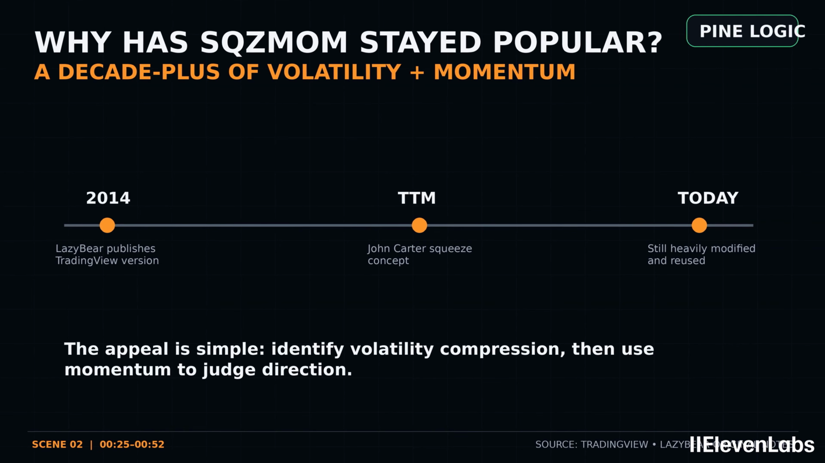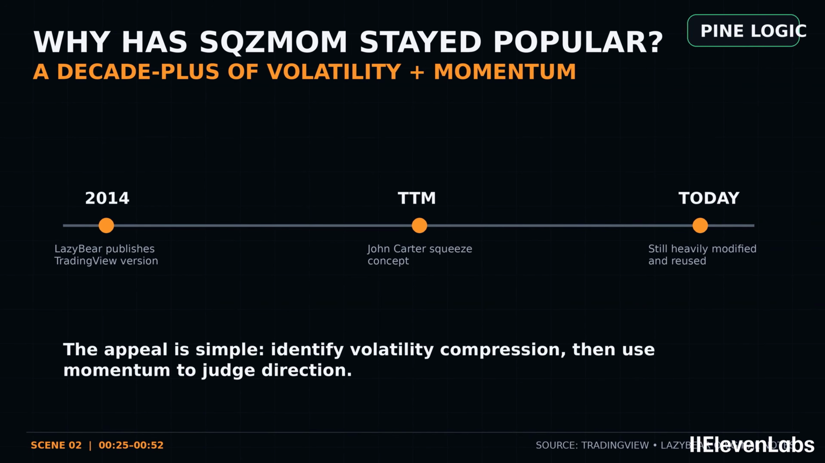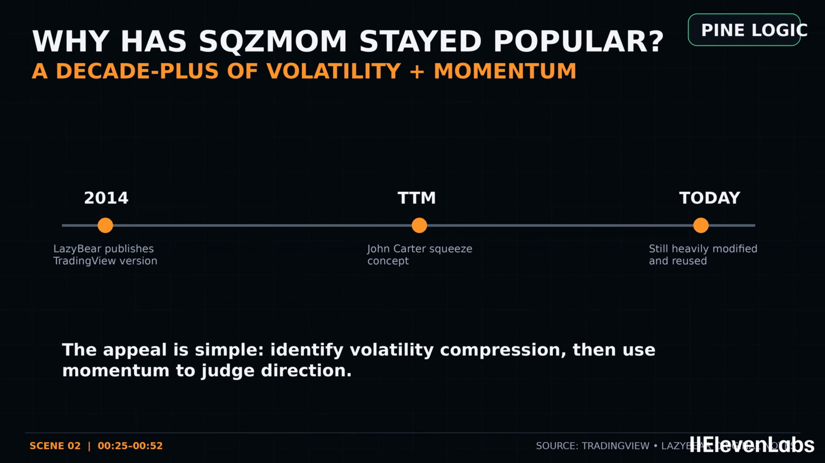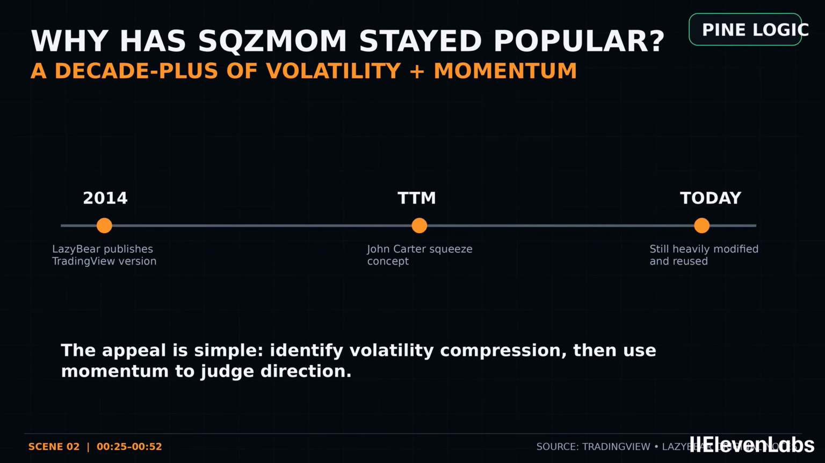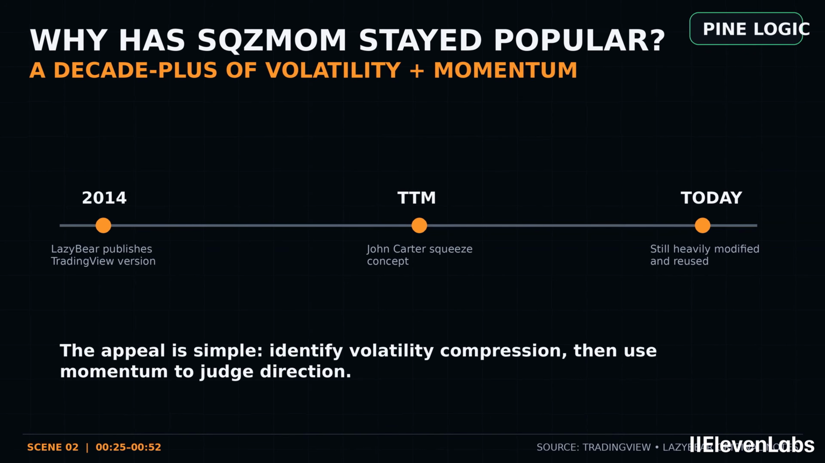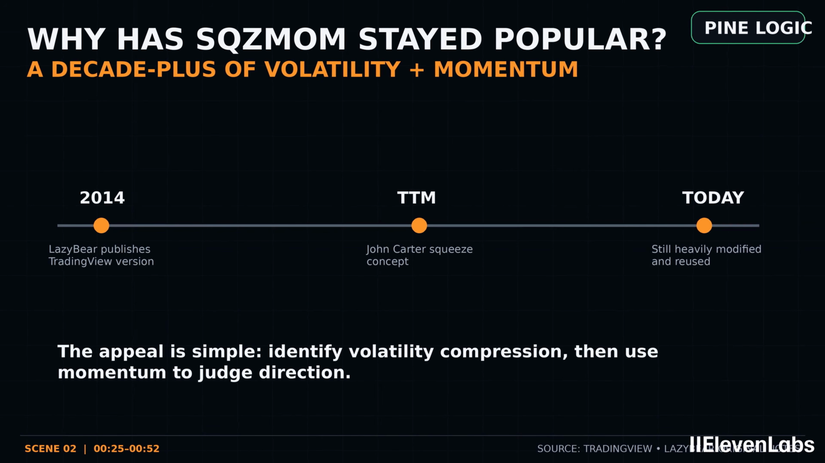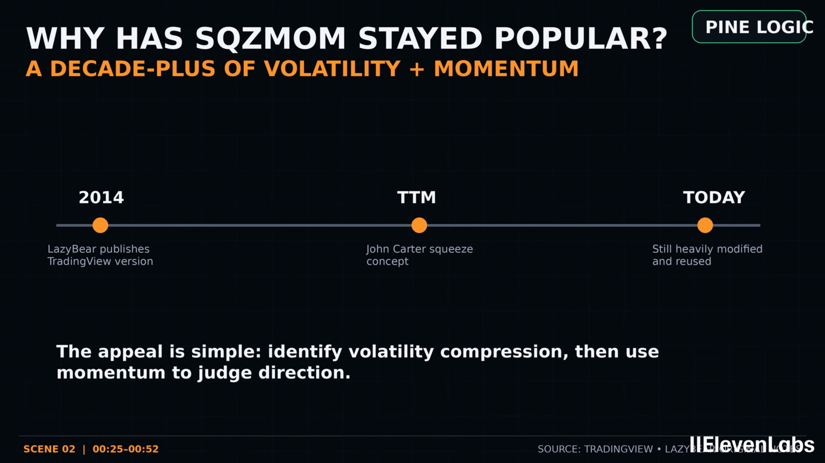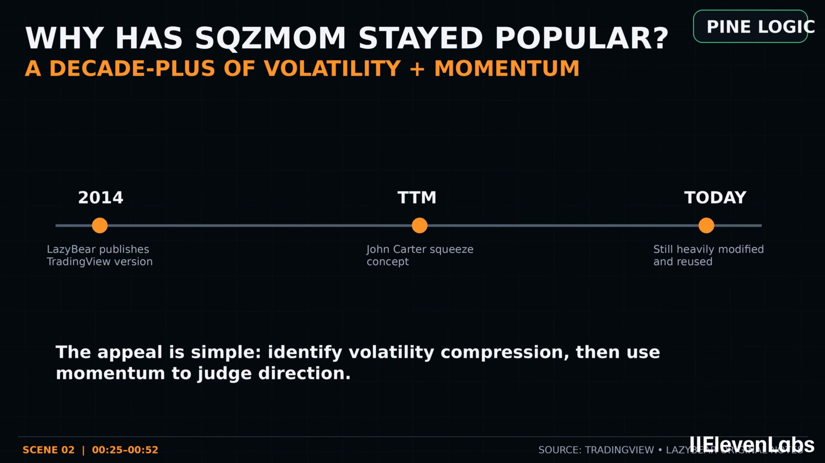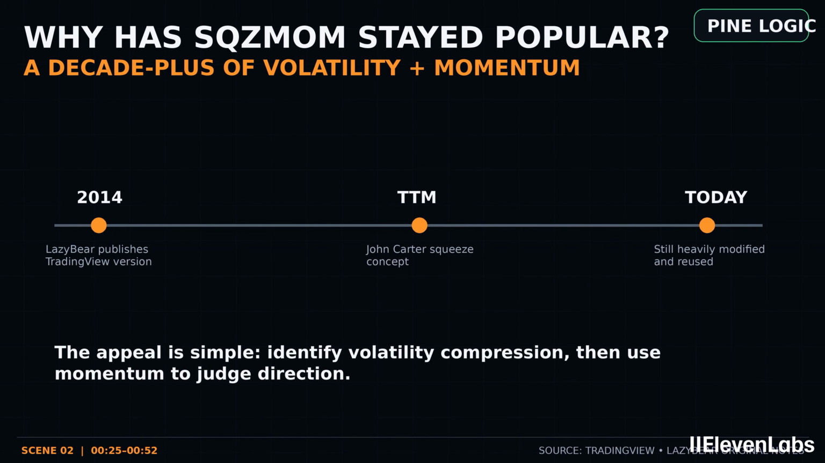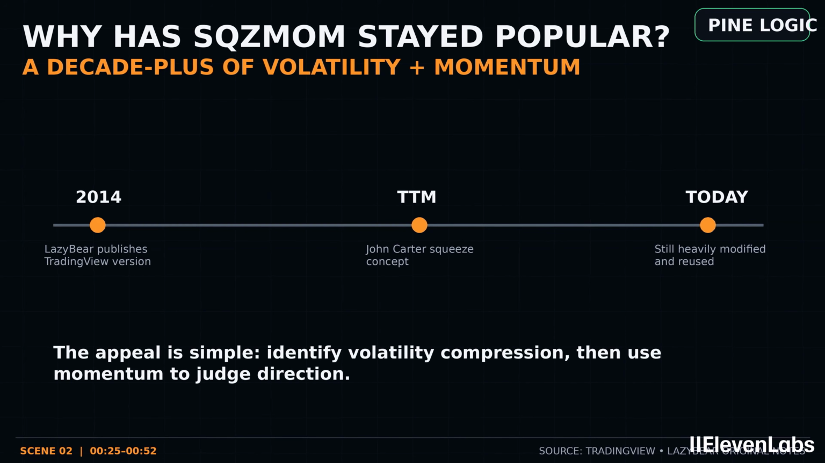The TradingView version most traders know was published by Lazy Bear back in 2014 as a derivative of John Carter's TTM squeeze. The idea is simple. Markets alternate between compression and expansion. Find the compression, measure the momentum, then watch for the release. That combination of volatility and momentum is why this indicator has stayed relevant for so long.